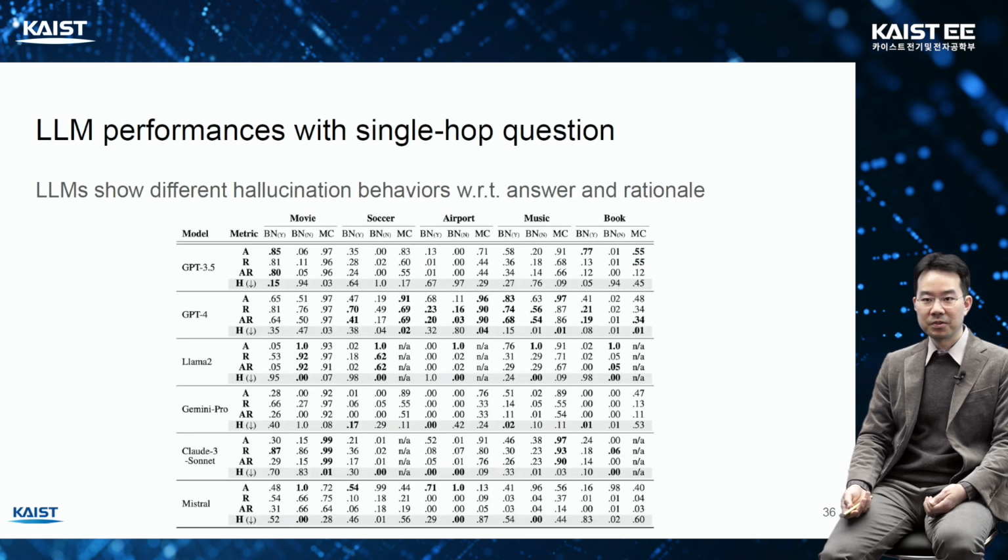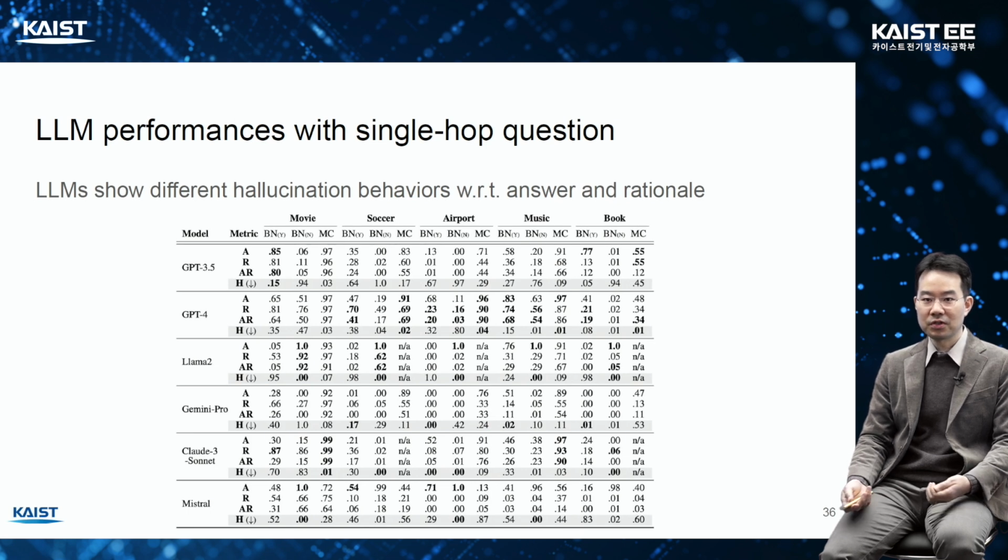We have a lot of experiments in our paper, and here I'll just show you one example. This shows how different LLMs show different hallucination behaviors with respect to answer and rationale. I won't go into all the details, but here we're comparing 6 state-of-the-art LLMs on 5 different data sets. And we use various types of questions and prompts, and we use 4 different metrics for evaluating the accuracy, the rationale, and hallucination of LLMs.